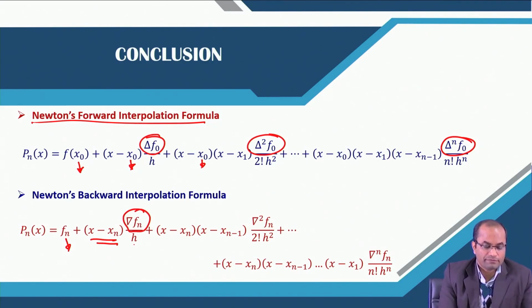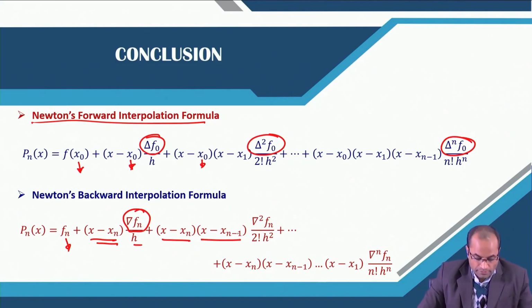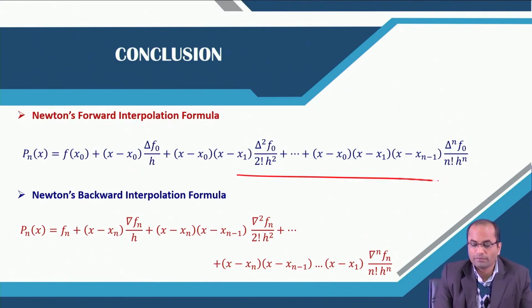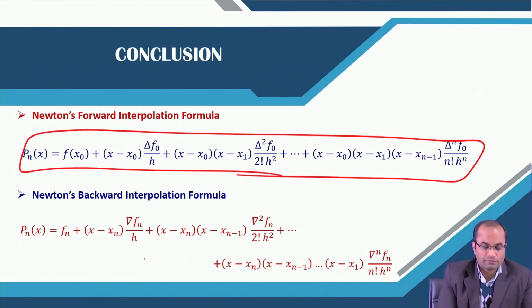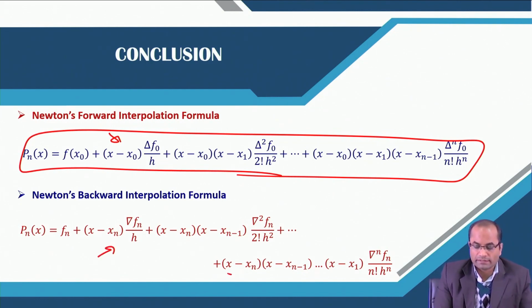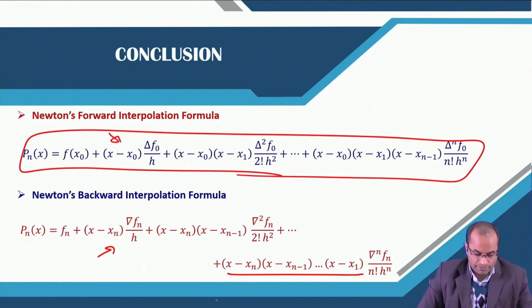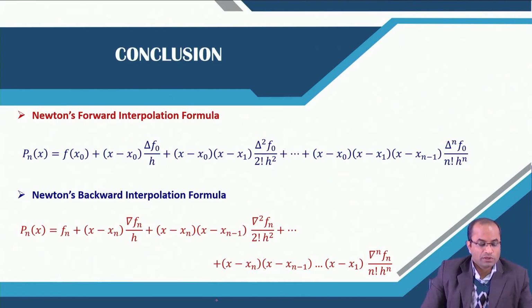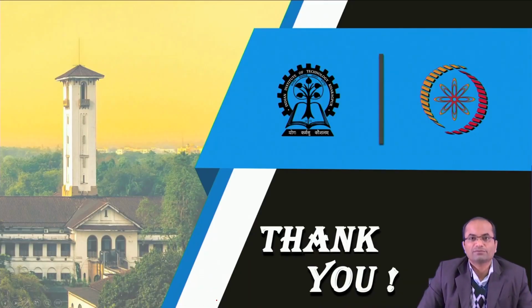operator on f n divided by h, and then here x minus x n, x minus x n minus 1. So we go from the backward direction. Remember one formula, and the other can be written, because this one takes from the forward direction and this one takes from the backward direction, and similarly the other higher order terms can be interpreted. So that is all for this lecture, and I thank you for your attention.